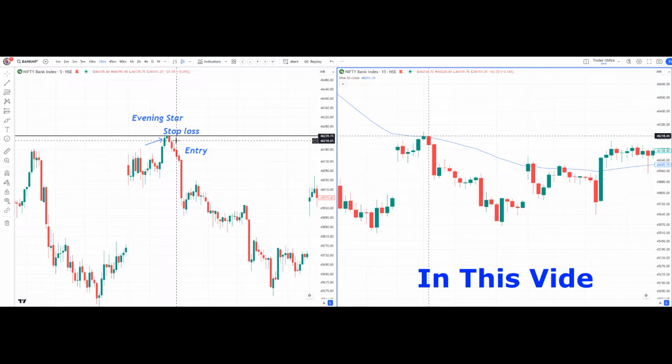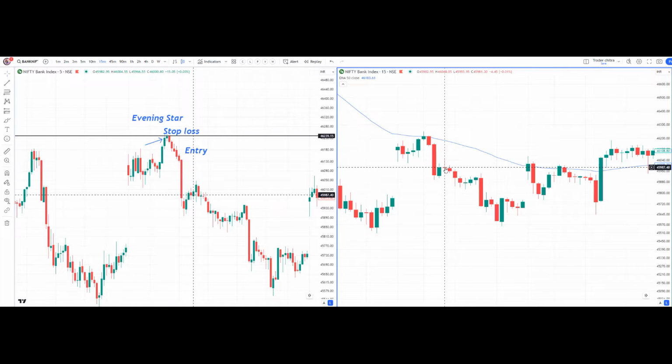Before going to enter into the trade, we need to always analyze the chart in multiple time frames.